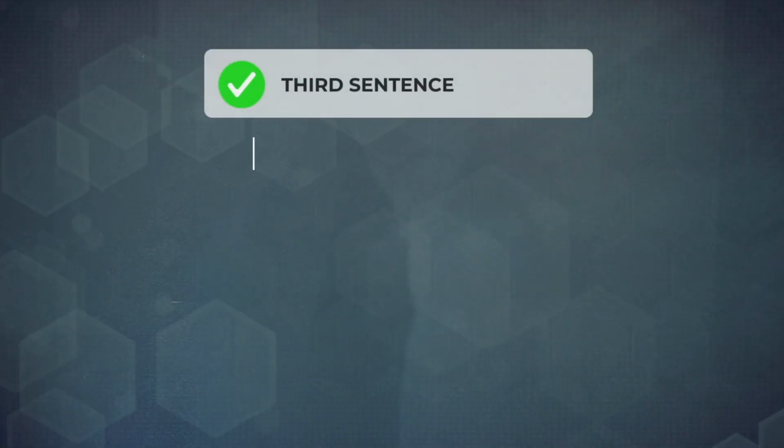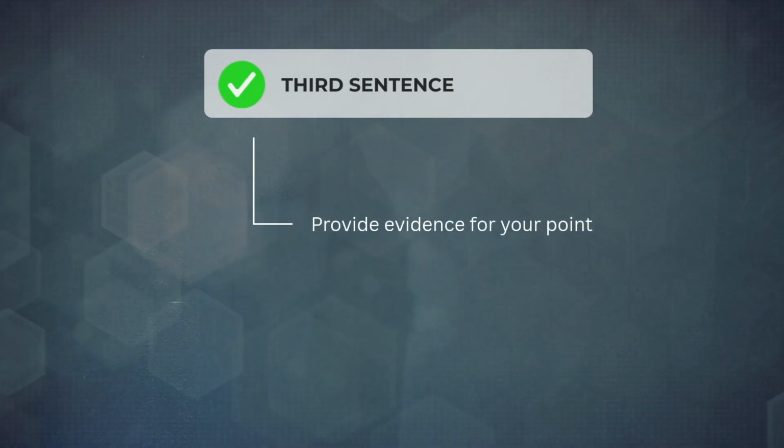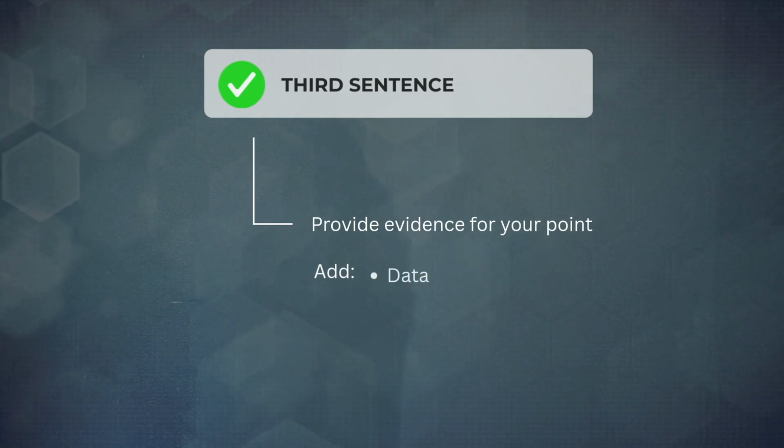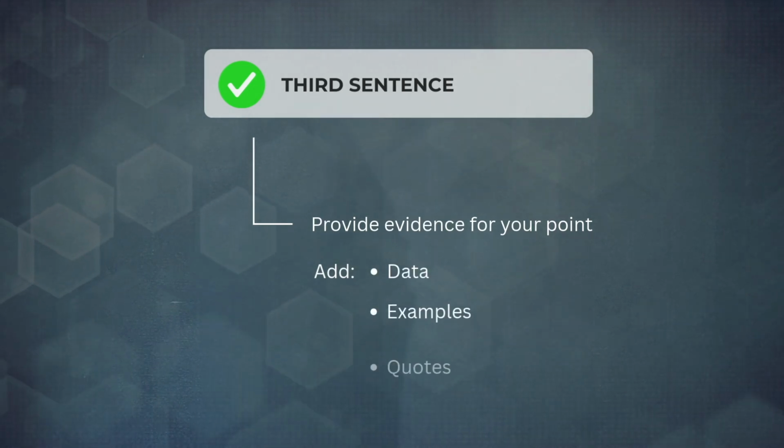The third sentence is all about your evidence. This is where you clearly support whatever your point is. It's the perfect place to add in data, examples, or quotes. This sentence also makes it very clear that you haven't just invented the idea of the paragraph or your point. It comes from other sources. It has a basis in fact.